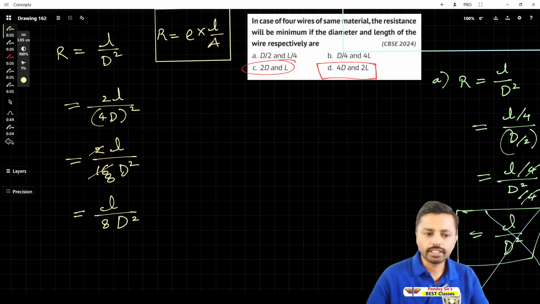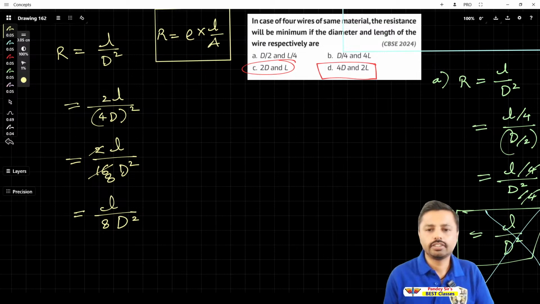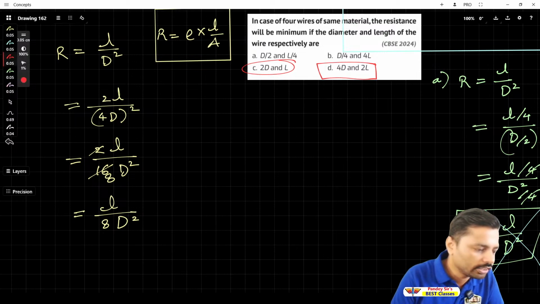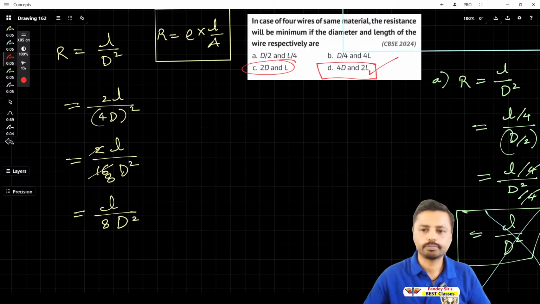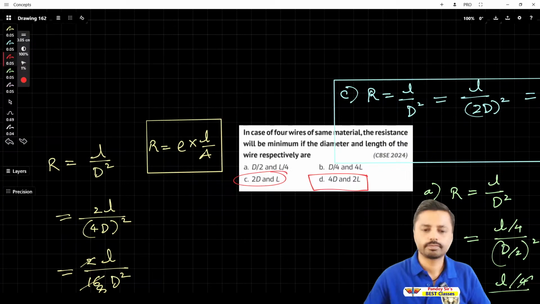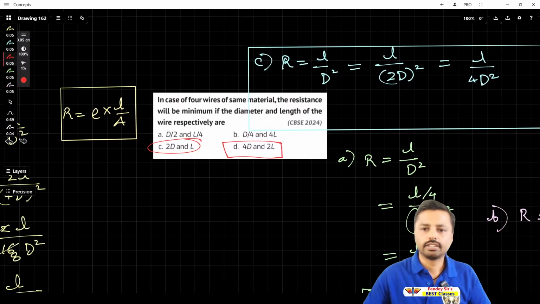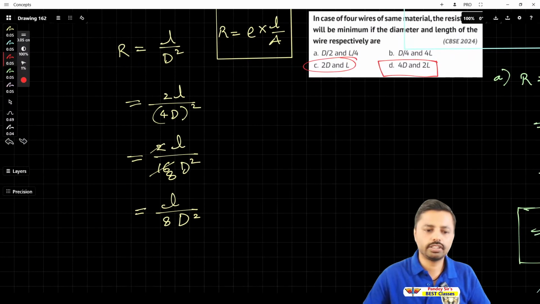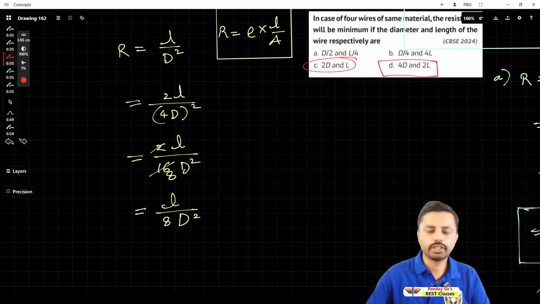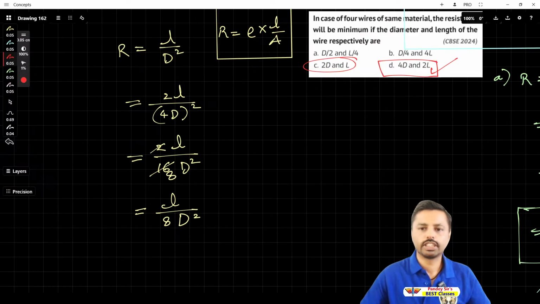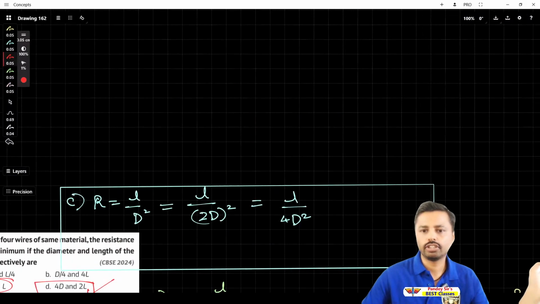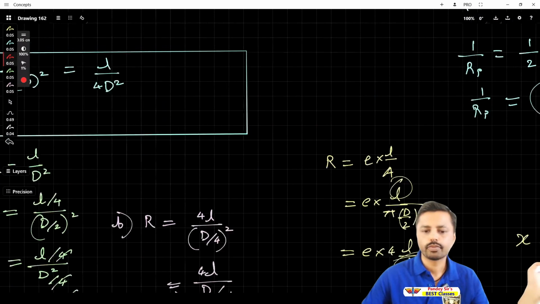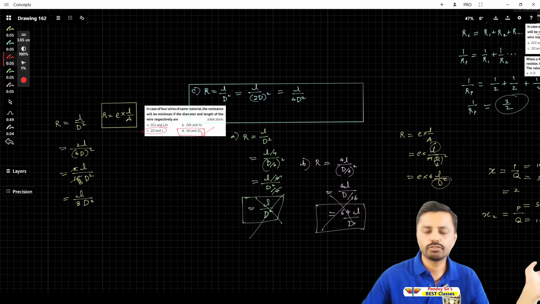Now we got the correct answer. This is 8D square. So D is the correct answer. Here C was 4D square, whereas D is 8D square. Obviously the denominator is the biggest, so D is correct. So one glitch in the system we have taken advantage of. Now let's see the second one. Overall, these are the values we found out.